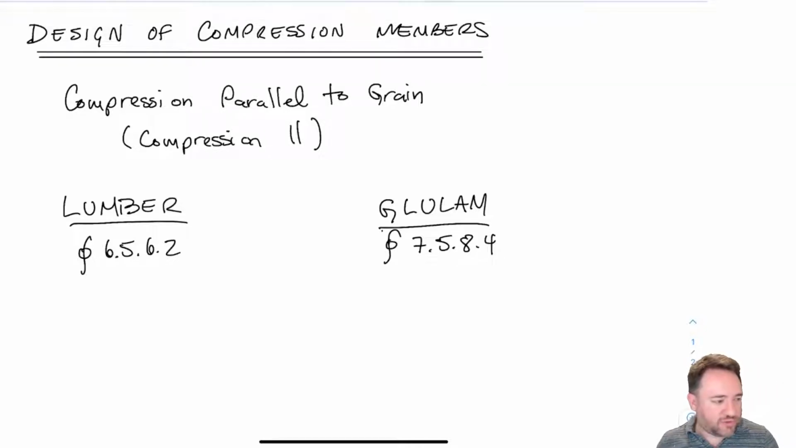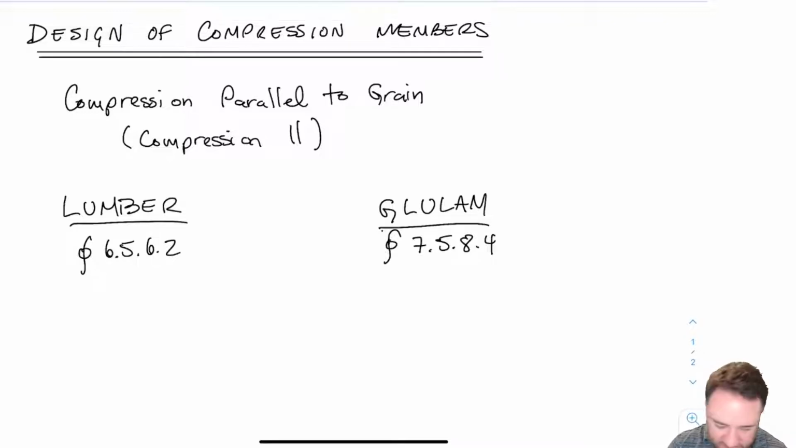we're going to learn this for both lumber and glulam. If I shorten it, I might write compression parallel with the two little lines, just meaning parallel. And the nice thing about designing for compression parallel is that for lumber and glulam, the process is almost identical with a few caveats that we need to consider.